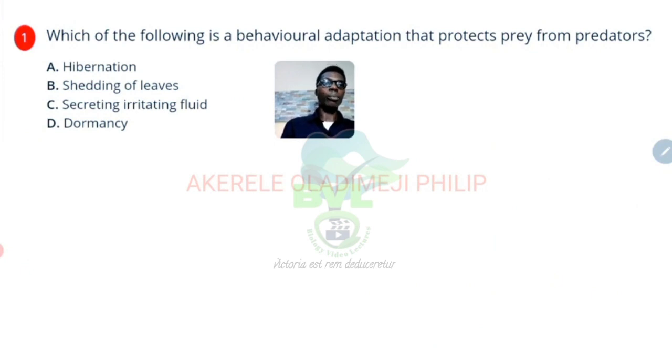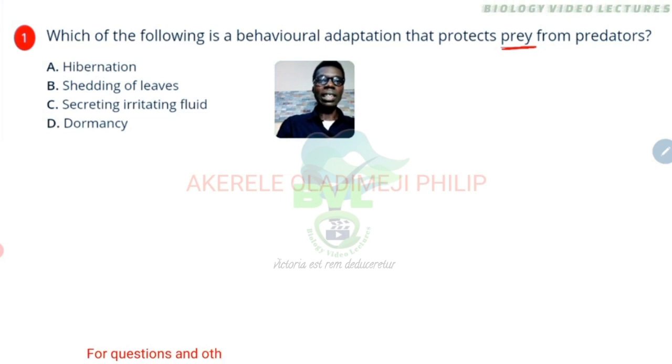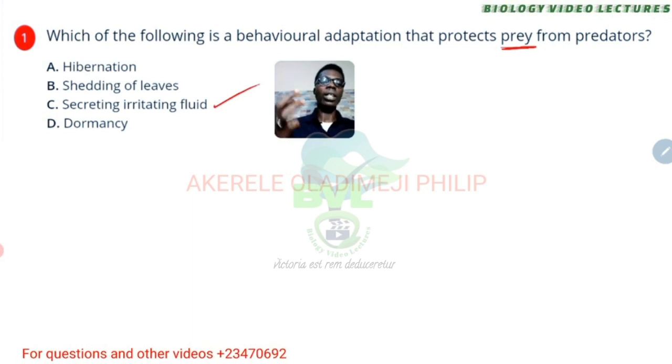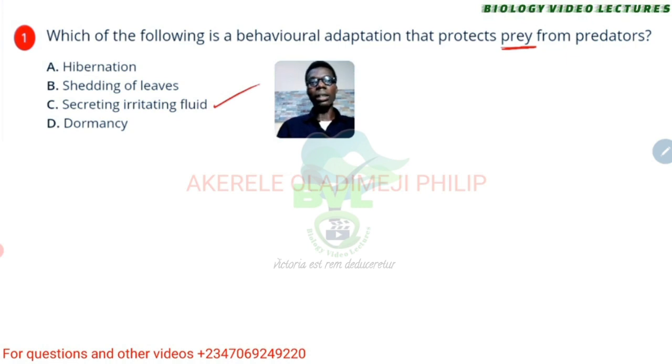Which of the following is a behavioral adaptation that protects prey from predators? That means that will prevent prey from being killed. Hibernation, no. Shedding of leaves, no. Secreting irritating fluid, yes. Because hibernation is trying to survive through a cold period, while shedding of leaves is to retain water for the dry season for plants. But secreting irritating fluid scares away or irritates the animal away.